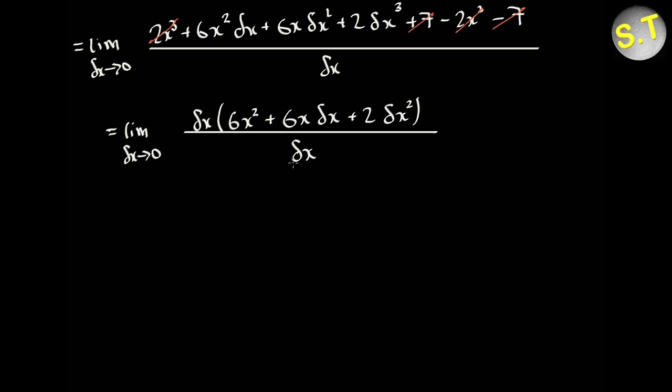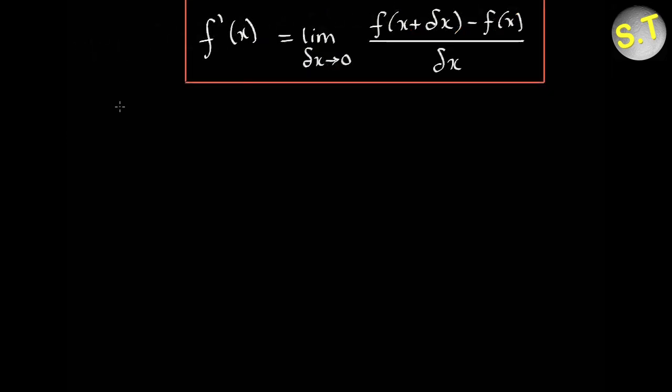So once again, these delta x terms are going to cancel each other out, and then we can substitute quite simply delta x equals 0 now. So this is going to go to 0, this is going to go to 0, and then what we're going to be left with is that f prime of x is equal to 6x squared. So as you can see, the method used is always the same. It just becomes a bit more tricky when you have a higher power of x to deal with.